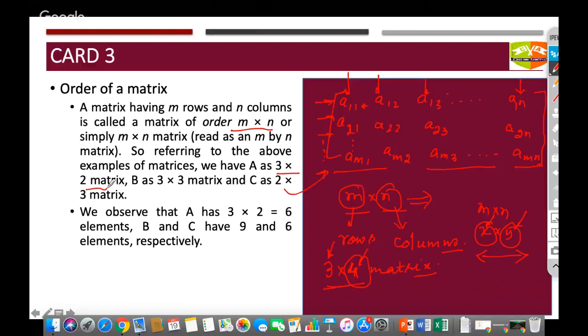Or like here it is a 3 by 2 matrix, a 3 by 3 matrix, a 2 by 3 matrix. So what does it tell? A 2 by 3 matrix means it will have 2 rows, 1, 2, and it will have 3 columns. Now how many elements would be there?